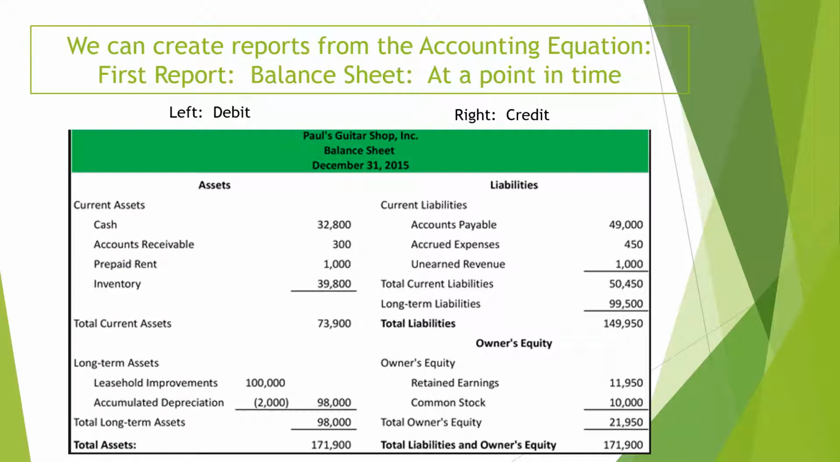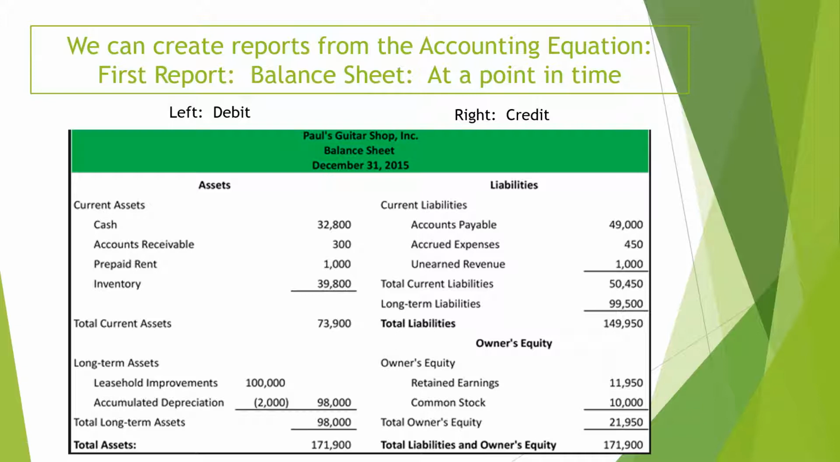So now we've learned all sorts of really cool stuff. We've learned debits and credits. We've learned the accounting equation. We've talked about assets, liabilities, owner's equity, revenues, and expenses. But what are we going to do with all of this cool information that we've learned? Well, we're going to use it to create financial reports. And these reports are going to tell us the financial health of our company. So the first report we're going to look at is the balance sheet.